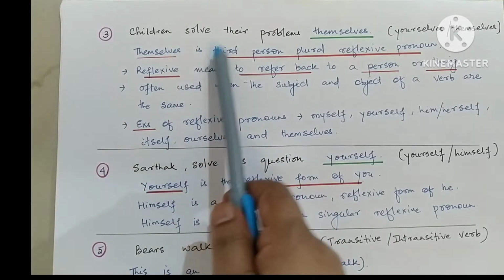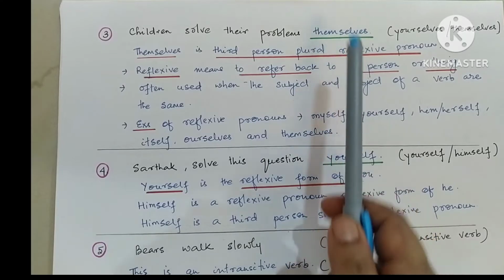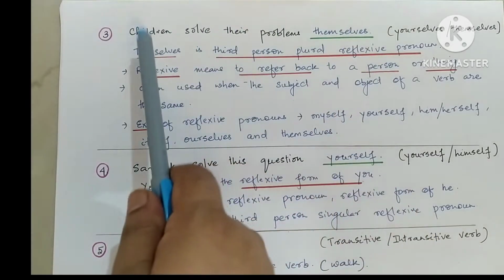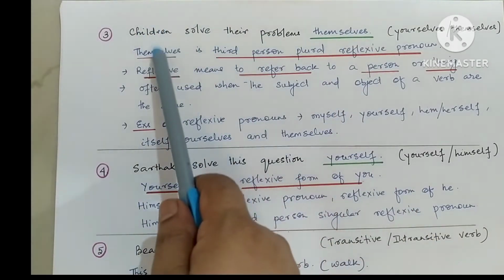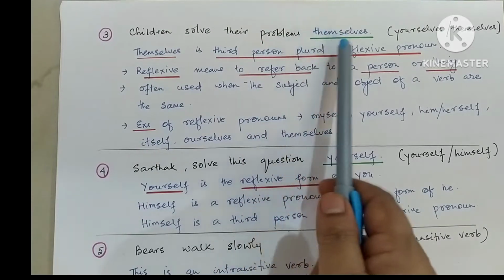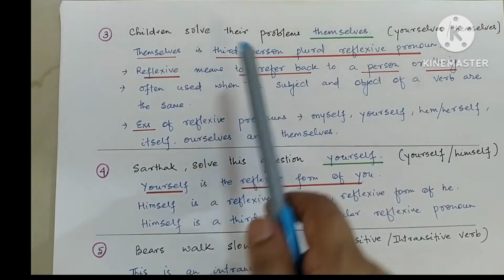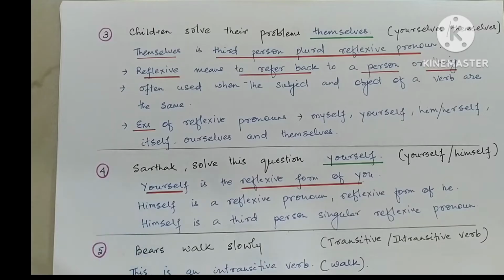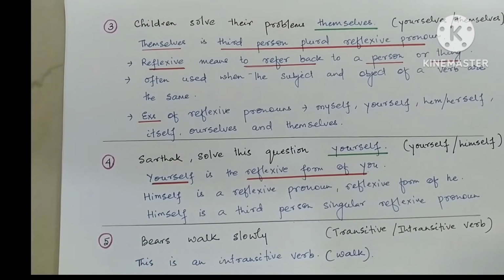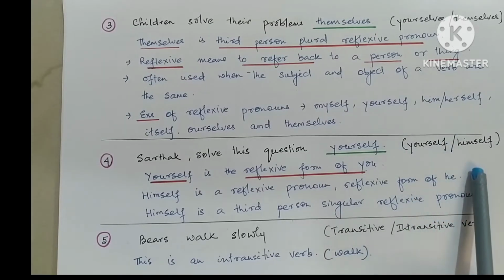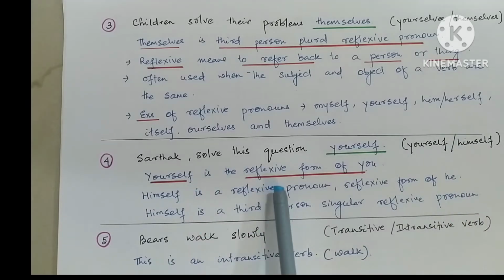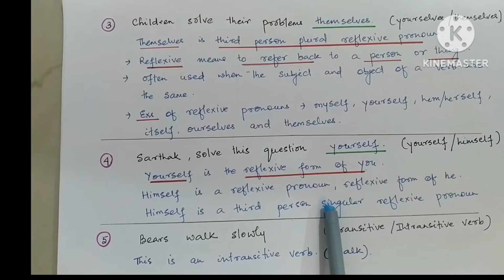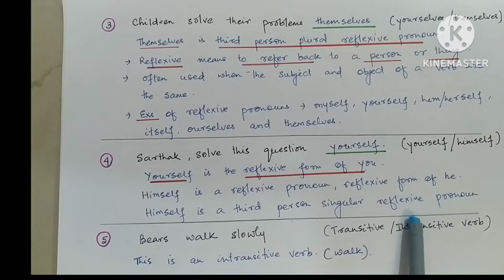Now, children solve their problems themselves. Why? Because it is referring back to the children over here, that the children are solving their problems themselves. That is why the answer is themselves. Next, fourth, Sarthak solved this question dash, yourself or himself. Now, yourself is a reflexive form of you. Himself is a reflexive pronoun, the reflexive form of he. Himself is a third person singular reflexive pronoun. Now, what is a reflexive pronoun?